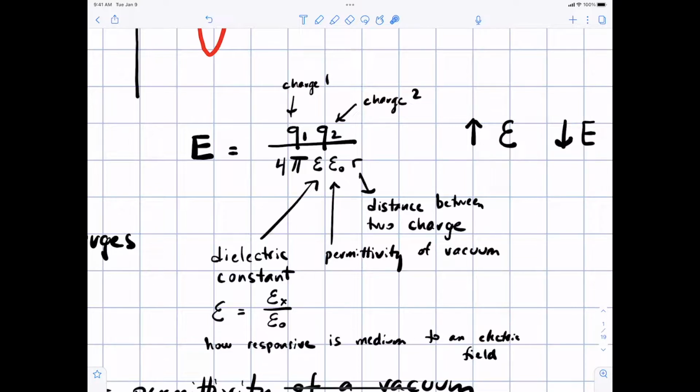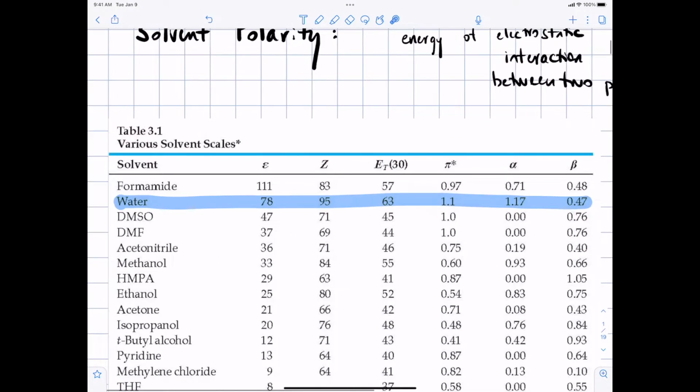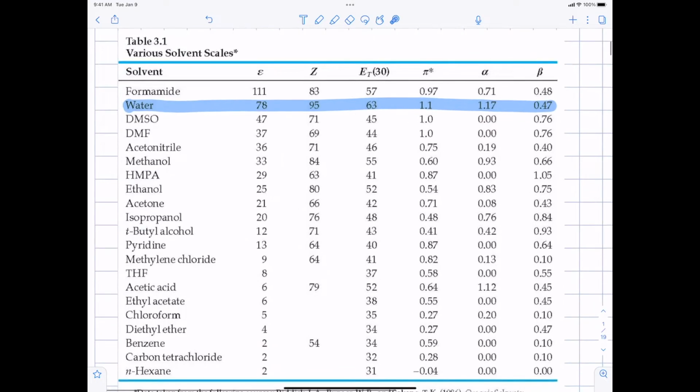So organic chemists have a decent feel for what dielectric constant is. There's a table here that's not worth memorizing, but it does rank solvents in polarity. And you probably already know some of this, or you've already developed some intuition as to what's polar versus not.